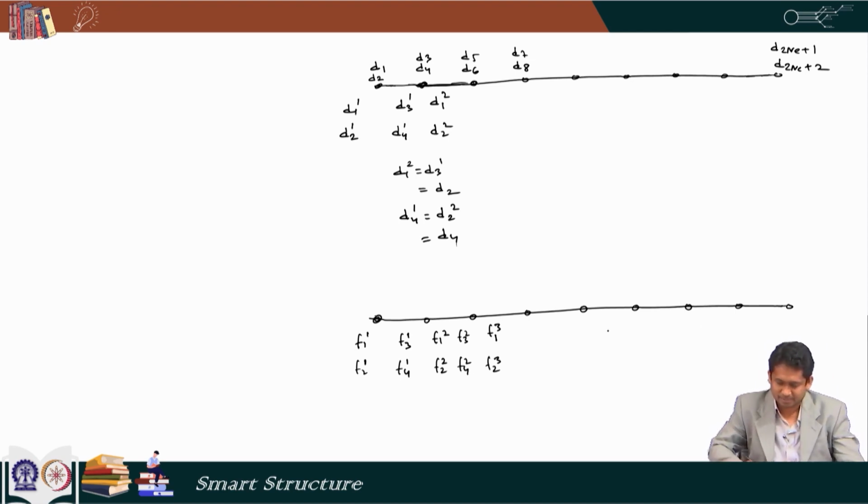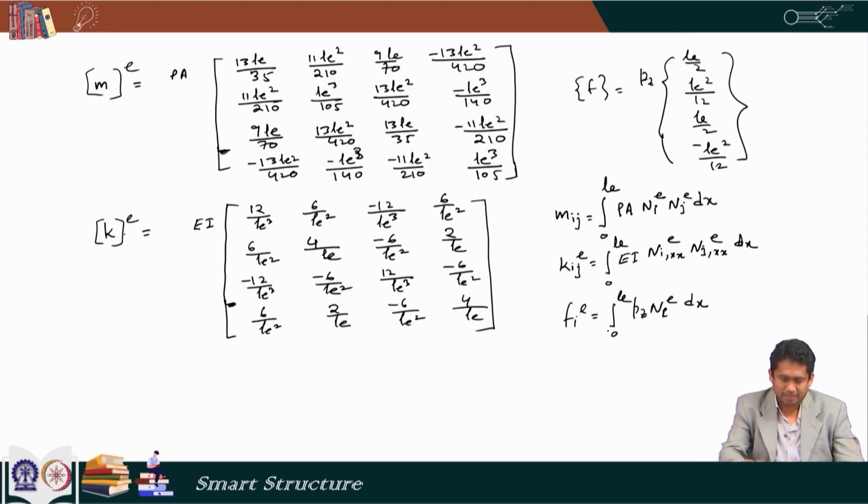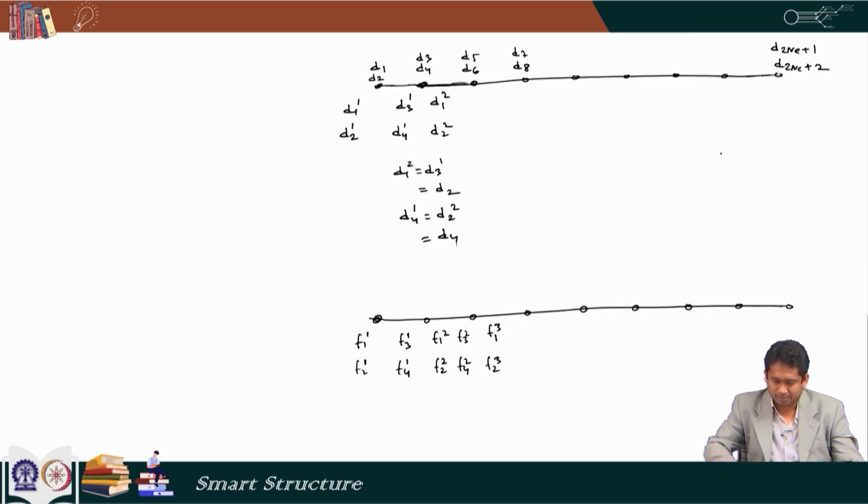We have seen that there are 4 degrees of freedom and accordingly there are 4 components of the force vector also. So, that is what we are writing here. Each element has 4 components of the force vector and again they are local numbering of the force vector. Globally I can call them F1, F2, F3, F4, F5, F6 and so on.